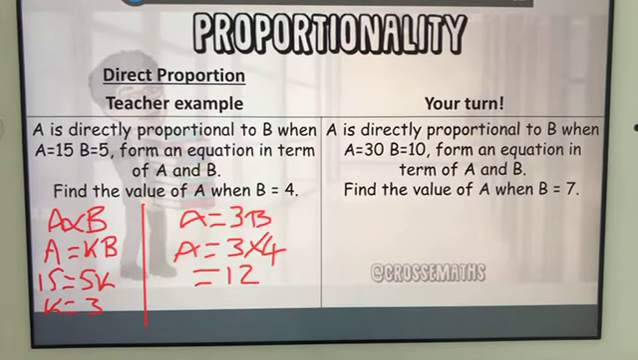Okay, it is literally that simple. It's a long-winded way of writing stuff. Okay, it is higher tier. So yours, when you come to the exam, won't be as nice as this. But this is direct proportionality.